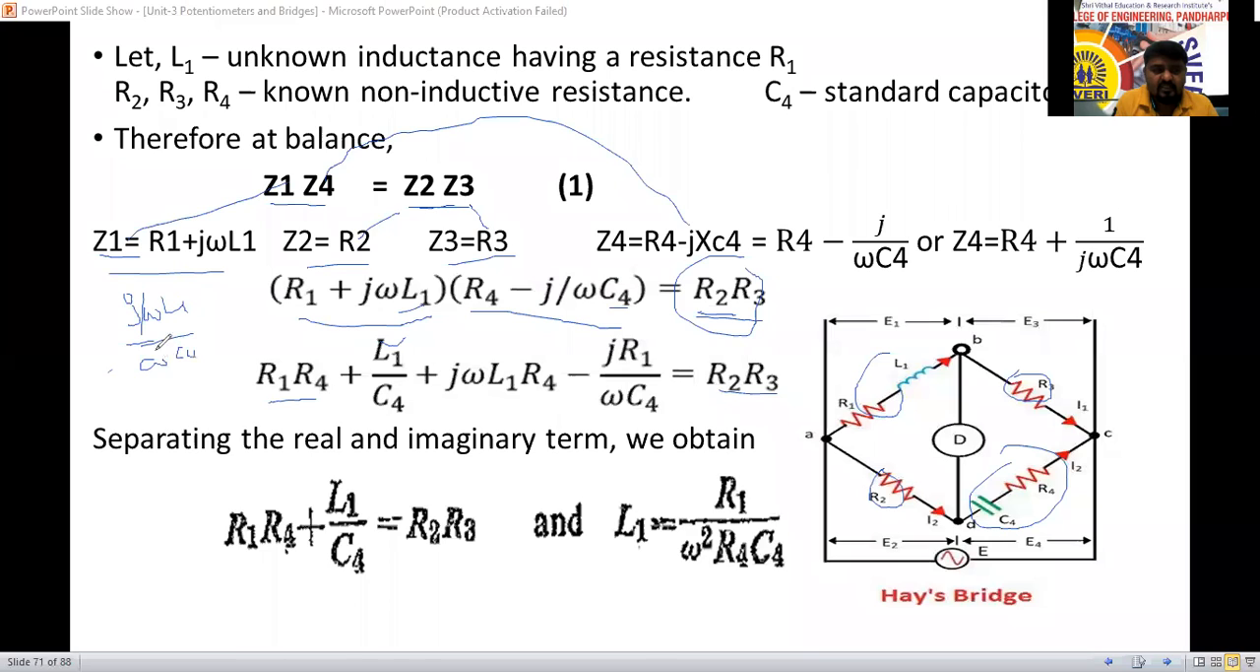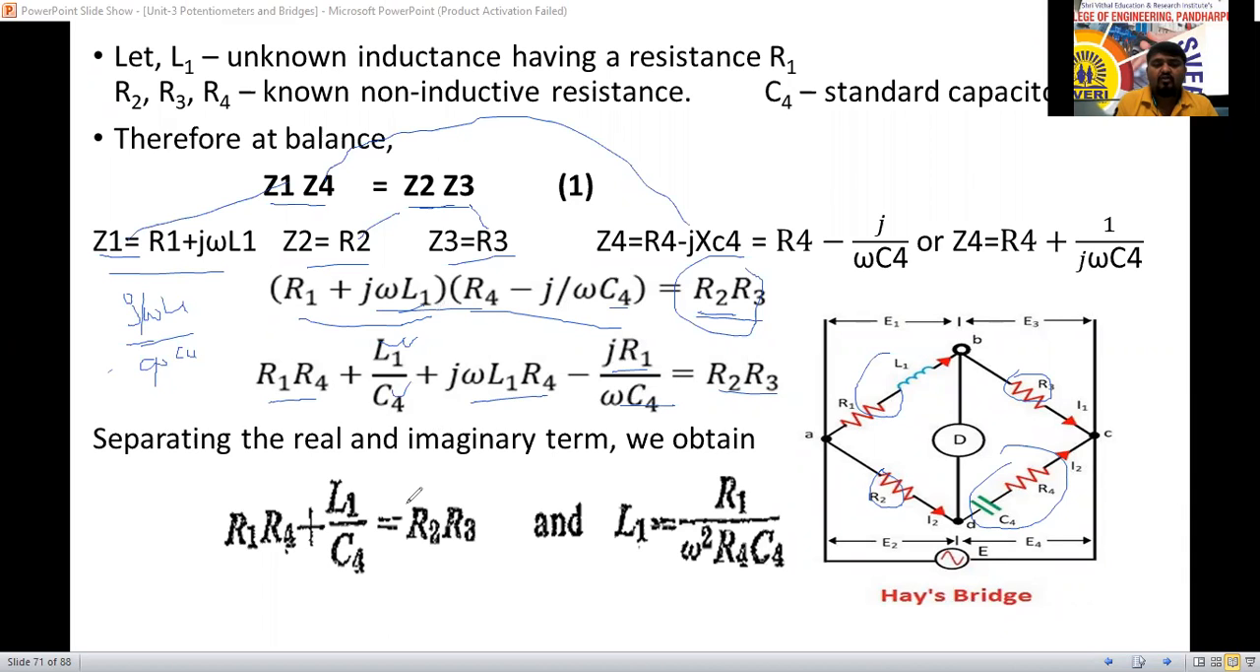This J omega gets cancelled. L1 by C4 we are using here now. And next J omega L1 into R4, that is J omega L1 R4. Minus sign as it is, minus here now. So that one we will use, minus into this R1 here. Now J R1 divided by omega C4 equal to R2 R3.